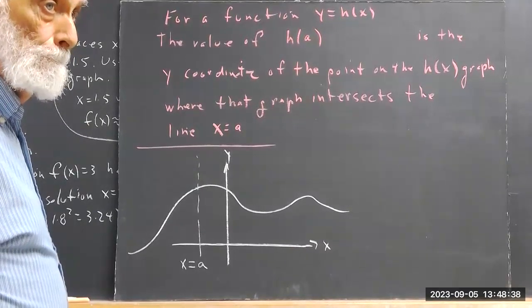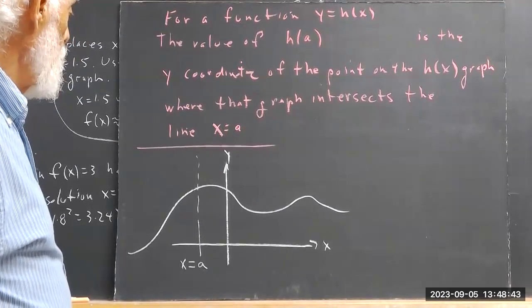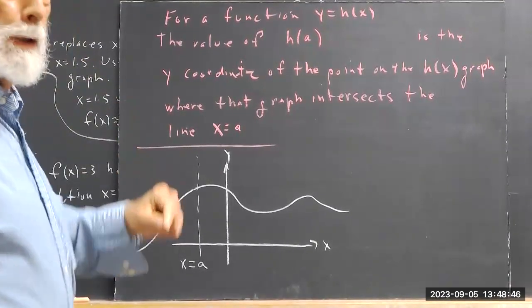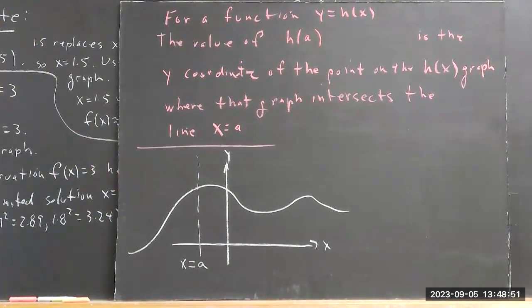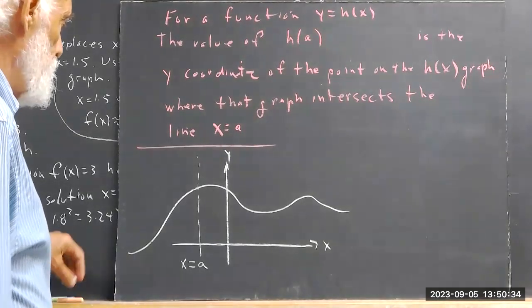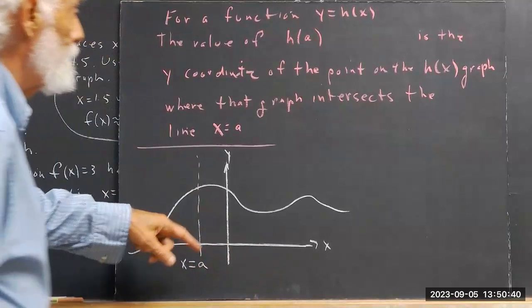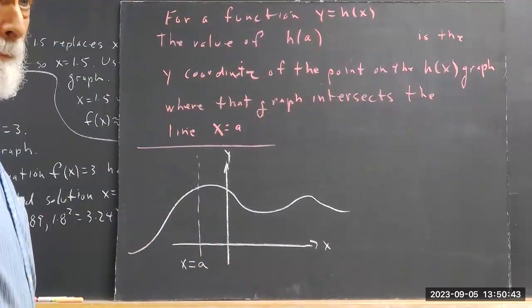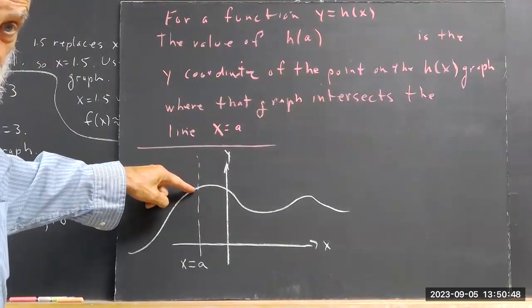Okay. Now, draw the line that will give you the y coordinate. You don't have a scale on the graph. Draw the line that will give you the y coordinate. Okay. Now, what's h of a? It's the y coordinate to the point where this vertical line meets the graph.